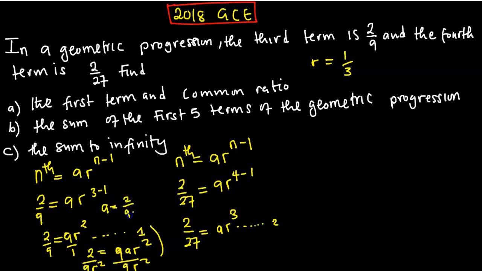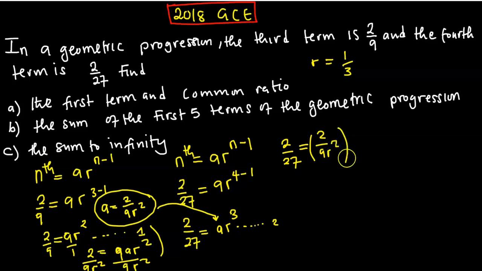2 over 9r squared. Then I'm going to replace this where there's A in the second equation. So I'm going to replace it here. So now it's going to be 2 over 27 equal to, where there's A, we said we replace 2 over 9r squared, multiplied by r to the power 3. So this r to the power 3 is just the same as it, like that.